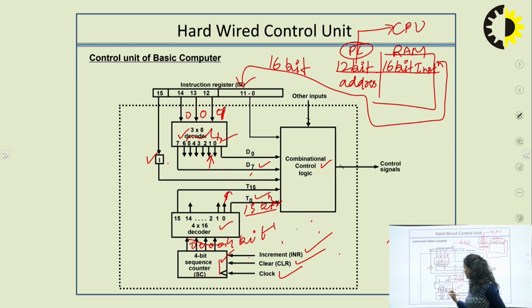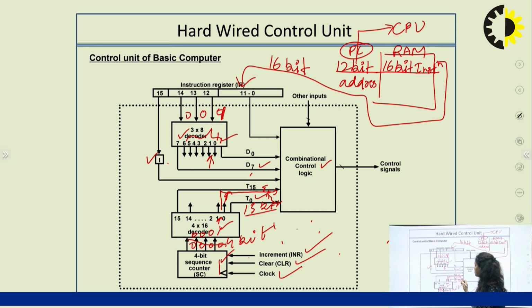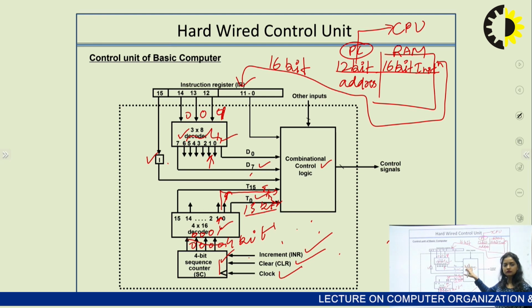Similarly for T1, here the code will be 0001 and this timing signal T1 is generated, and here we will get T1 to be functional for the combinational and control logic unit, where it will be applied with its corresponding decoded bits, we can say.